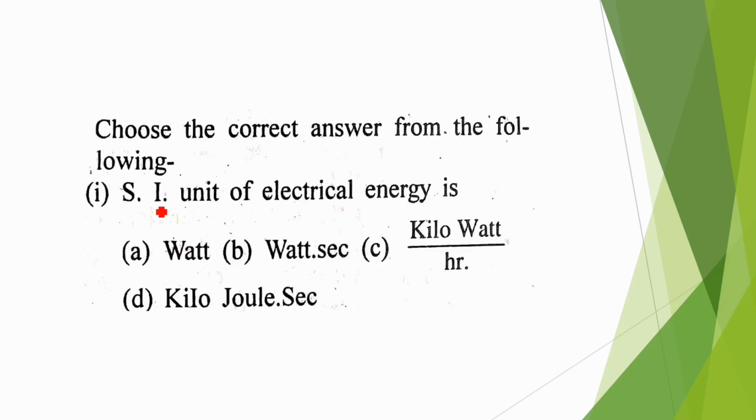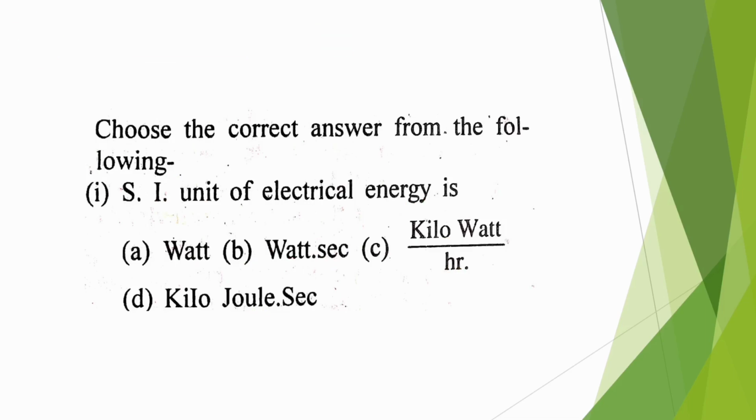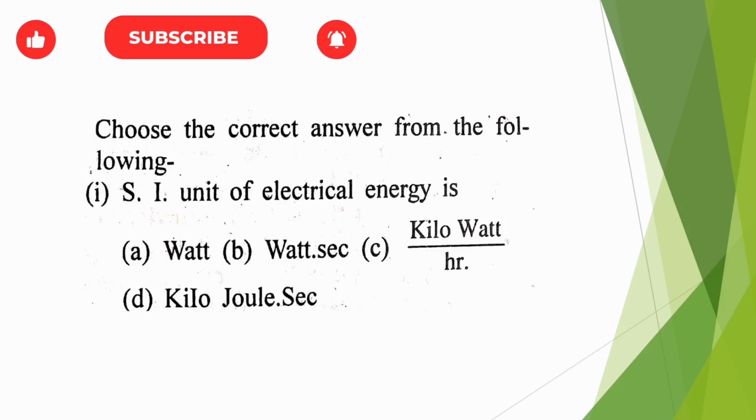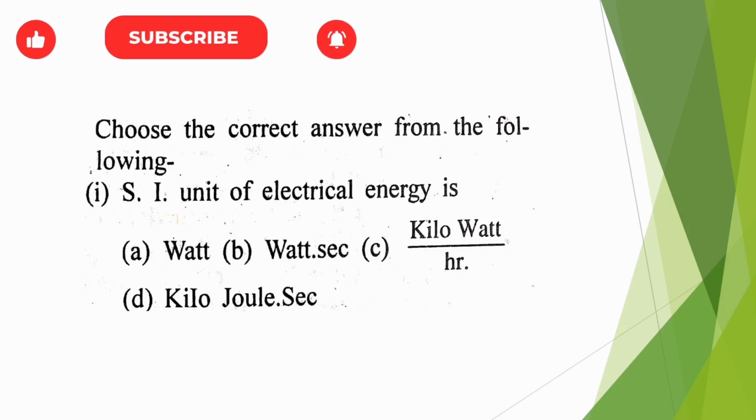SI unit of electrical energy is: A, watt; B, watt into second; C, kilowatt divided by hour; D, kilojoule into second. So we all know that the typical unit of electrical energy is watt into second. Kilowatt hour is used as the commercial unit. So the correct answer for the SI unit of electrical energy will be watt into second. Let us proceed with the next question, dear students.